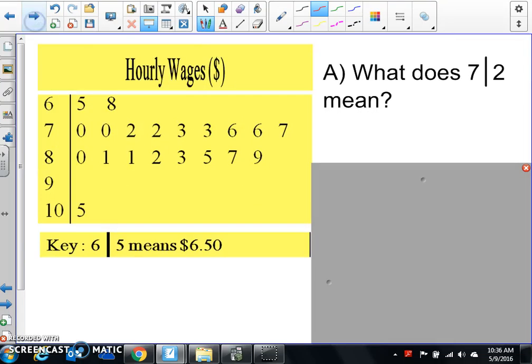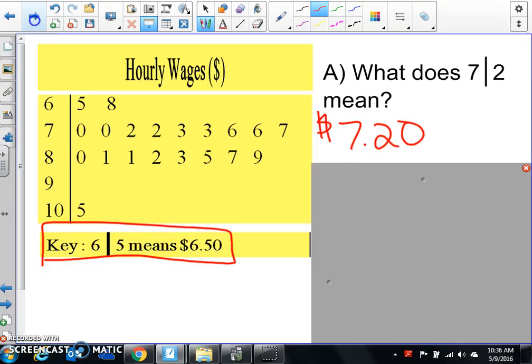Okay. Hourly wages. What does 7 line 2 mean? Well, if I look at the key, it says that 6|5 means $6.50. So 7|2 must mean $7.20.